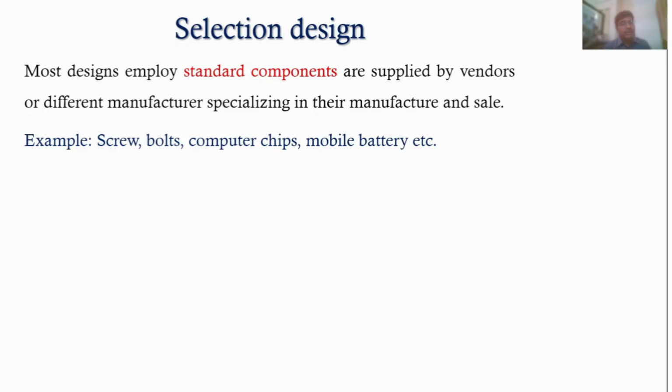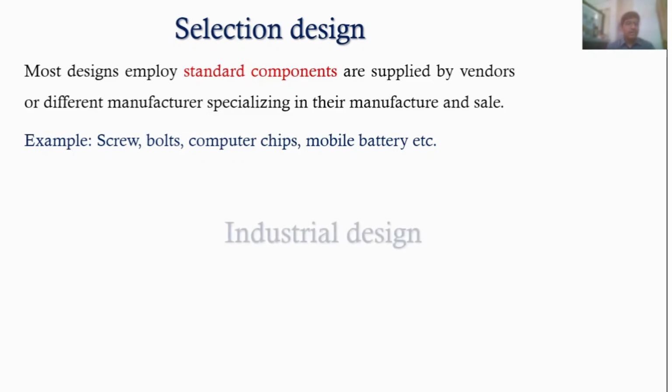Those standard components which are supplied by the vendors and other designers, they are using those components in their design. This type of design is known as selection design. Like you can see the examples of screws, bolts, computer chips, mobile batteries, etc.